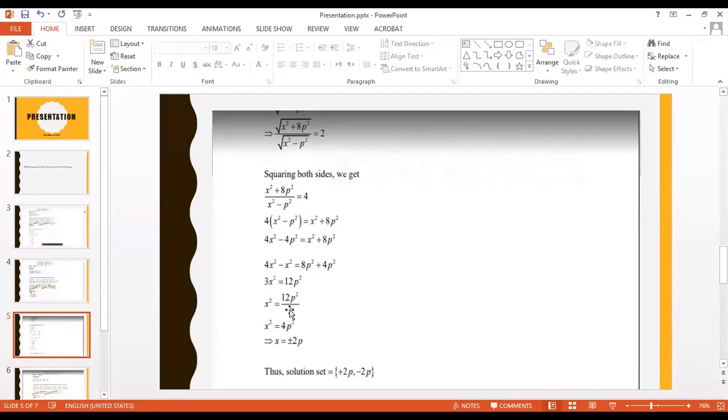Then we will shift this 3 to that side, and it will get divided with 12p square. 3 ones are 3, 3 fours are 12. And to find the value of x, we will apply square root again. So x will come to us, the square root of x square will cancel, and the square root of 4 is 2, and p will also come. So simply the answer of the 8th question is x equals plus minus 2p.